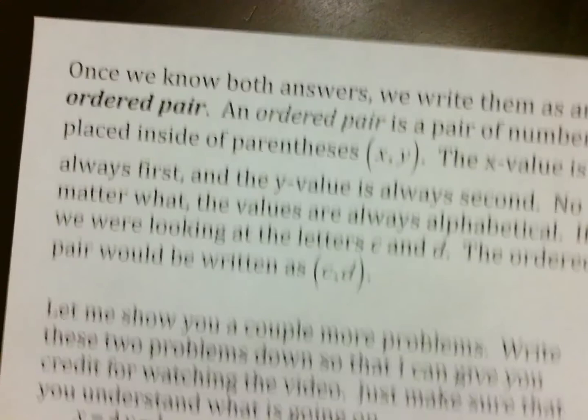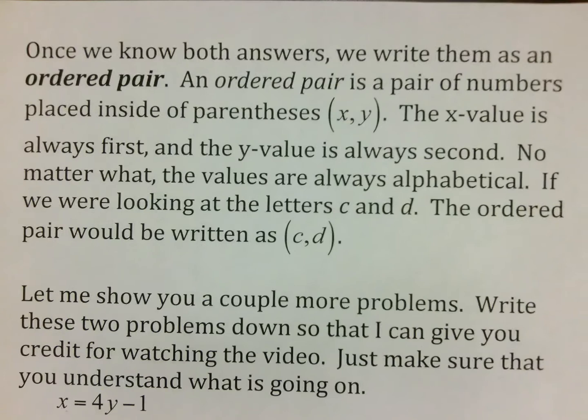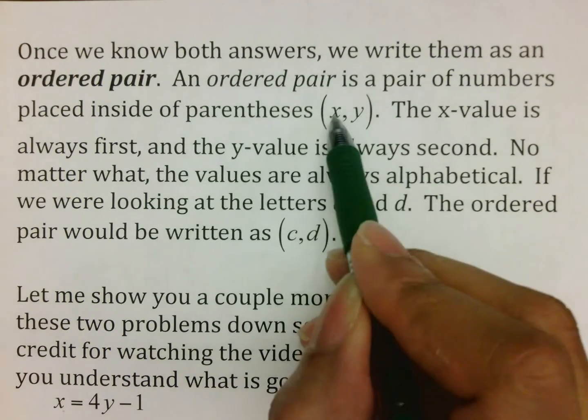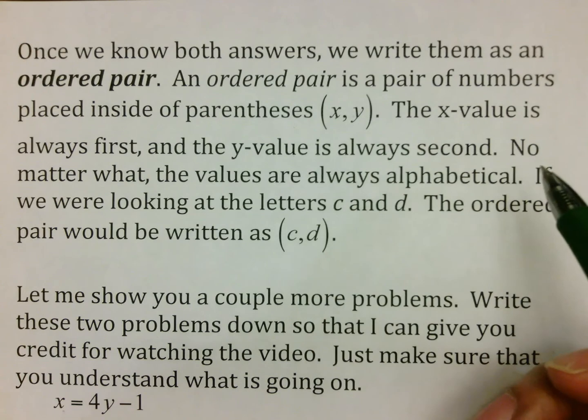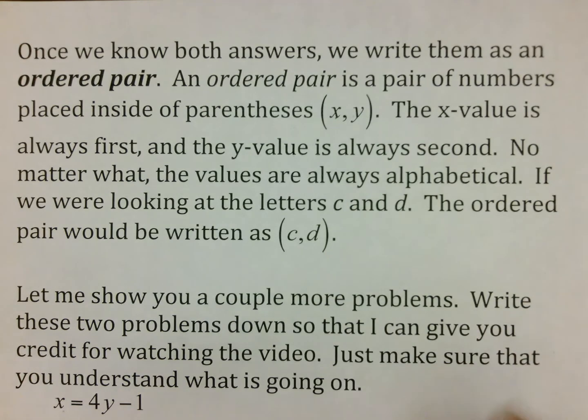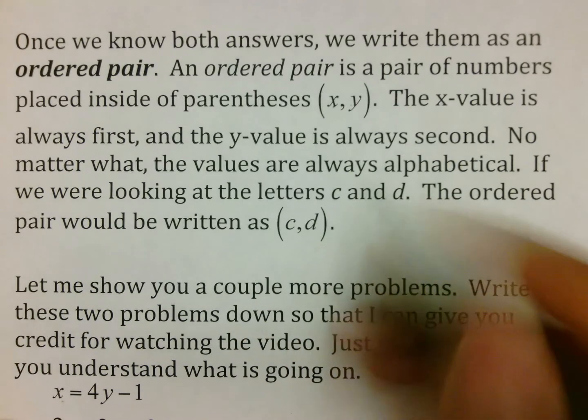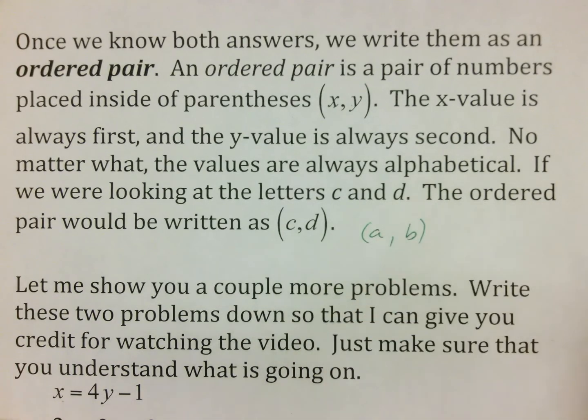Once we know both answers, we just simply write them as an ordered pair. Again, an ordered pair is a pair of numbers placed inside of parentheses. X goes first, y goes second. No matter what, they'll always be alphabetical. So if you were looking at the letters C and D, C would go first, D would go second, A would go first, B would go second, and so on.